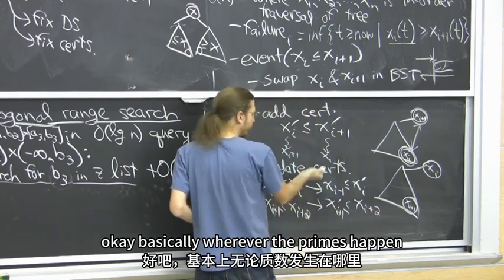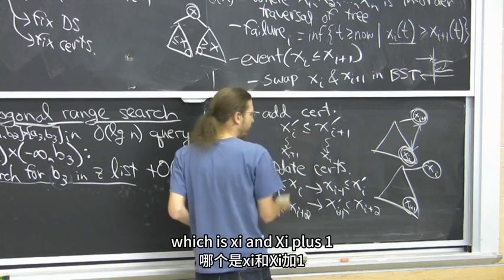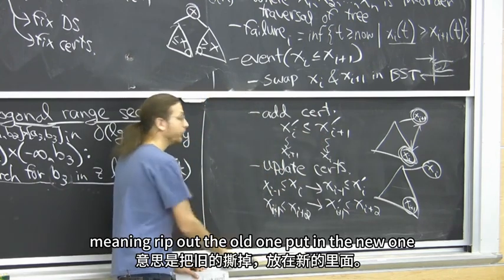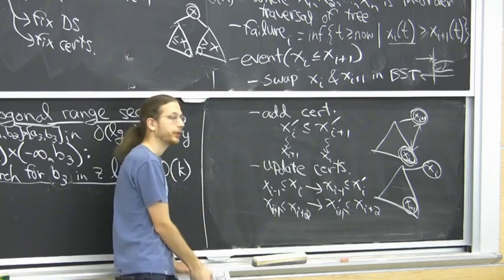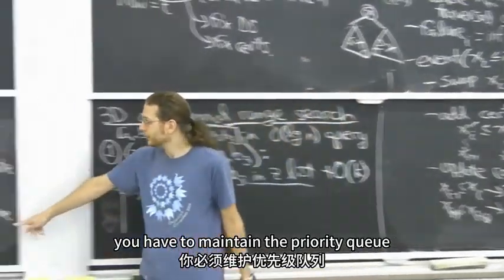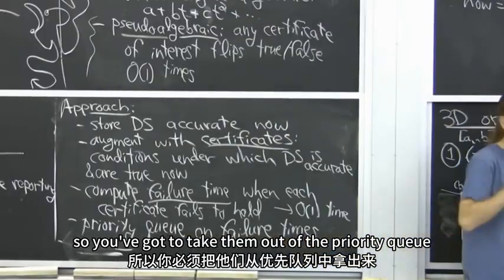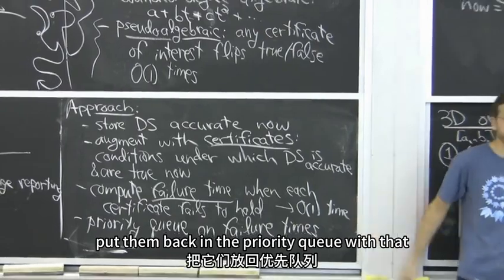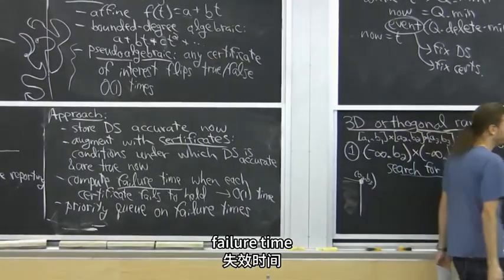Basically, wherever the primes happen, which is xi and xi plus 1, whatever certificates they're involved in, you have to update them, meaning rip out the old one, put in the new one. And the main issue here is that you have to maintain the priority queue. So you've got to take them out of the priority queue, recompute their failure times, and put them back in the priority queue with that failure time.